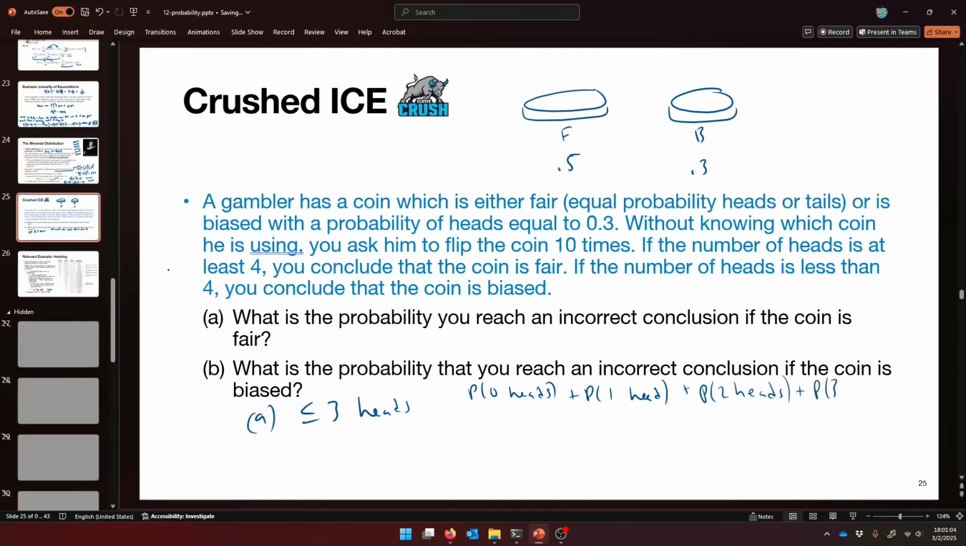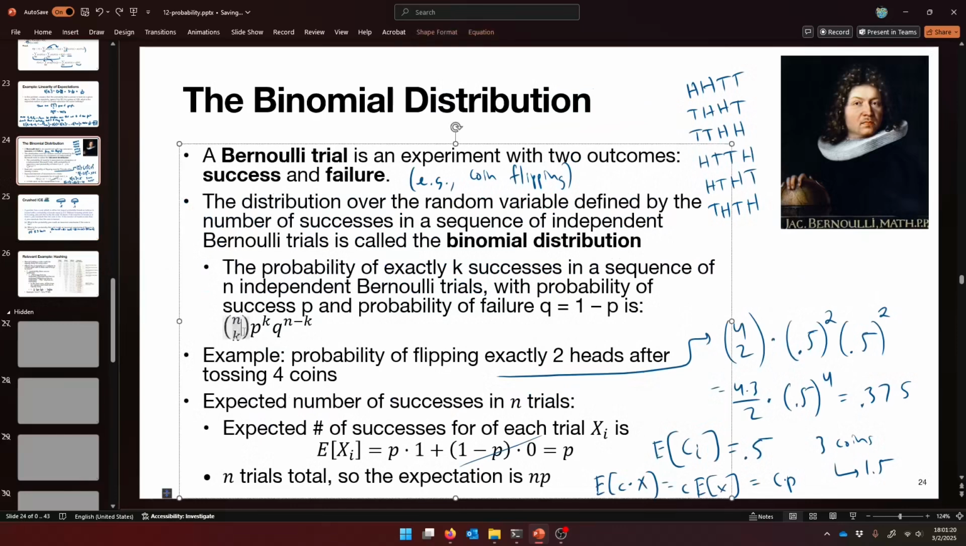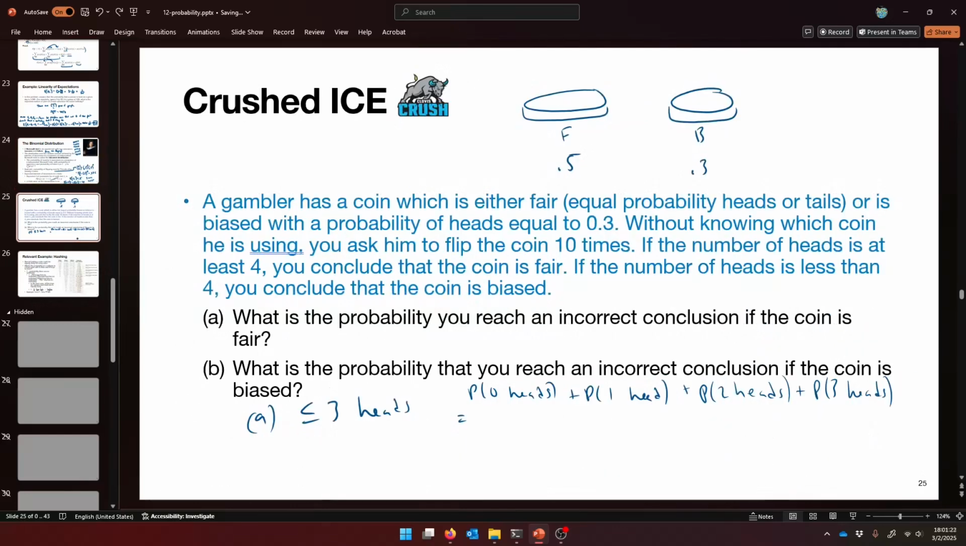Only 3 heads when you're going to flip a fair coin 10 times. Those are 4 separate probabilities, and we can calculate that. For this one, the probability that you saw 0 heads, 0 successes, is 10 choose 0, which ends up being 1, times 0.5, the probability of success, to the 0th power, because we saw 0 successes. It's a fair coin, so it's 0.5 for success and also 0.5 for failure. 0.5, we failed 10 times.